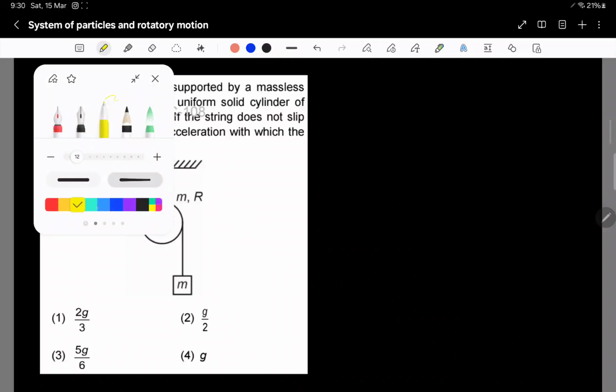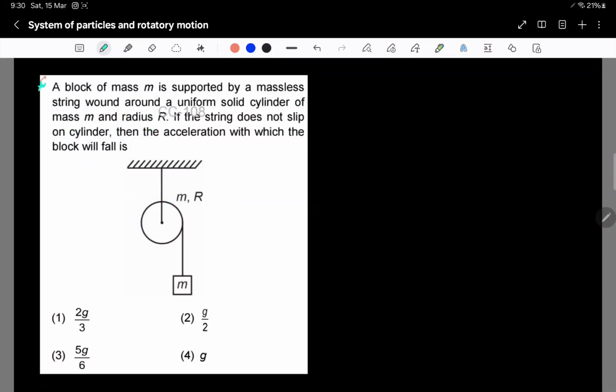Next question, a little difficult, please concentrate. A block of mass m is supported by a massless string wound around a uniform solid cylinder of mass m and radius r. If the string does not slip on the cylinder, then find the acceleration with which the block falls. Just listen carefully, students. The block is accelerated, so how many forces act on this block? First mg acts downward. Now tension in the string acts upwards, because of this acceleration a.